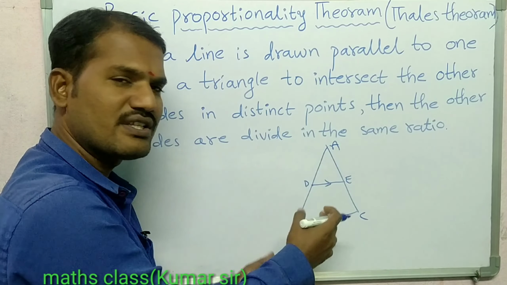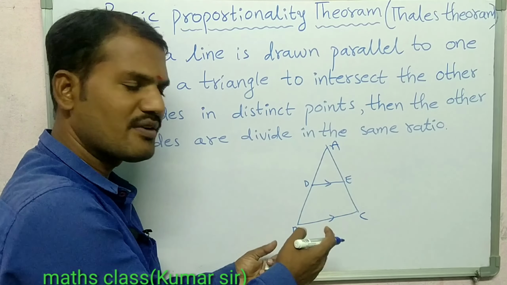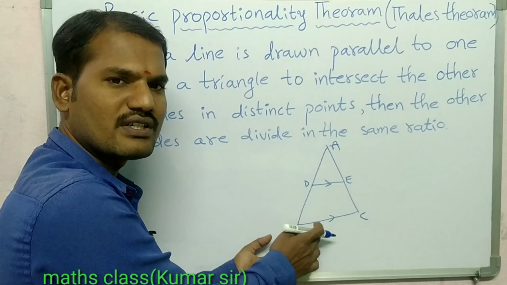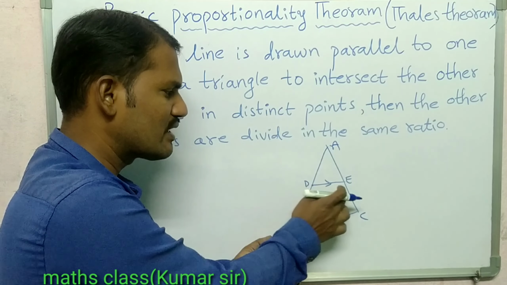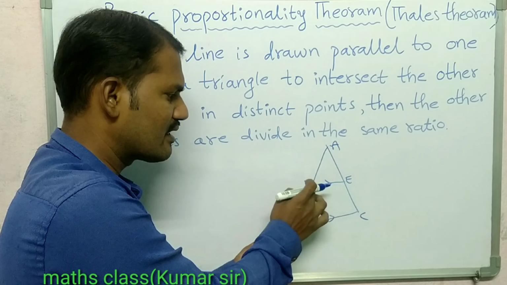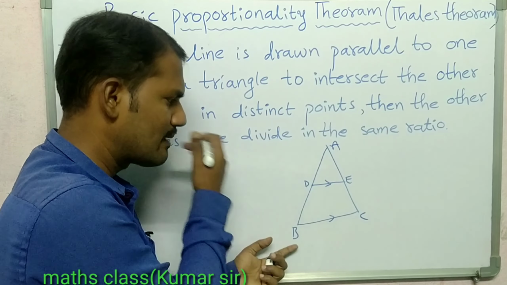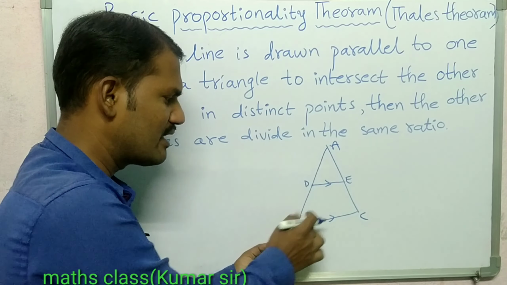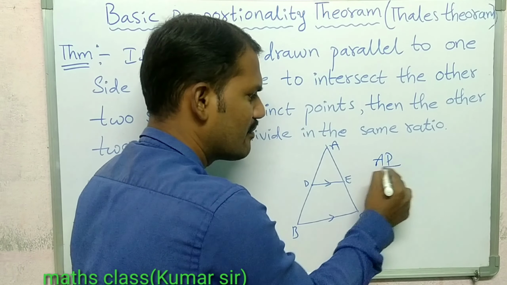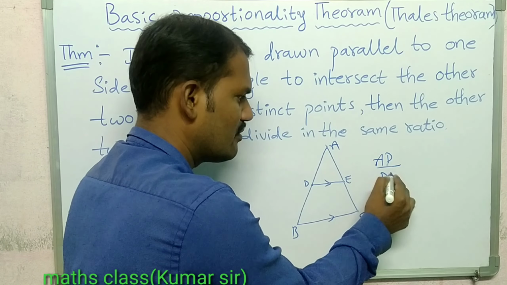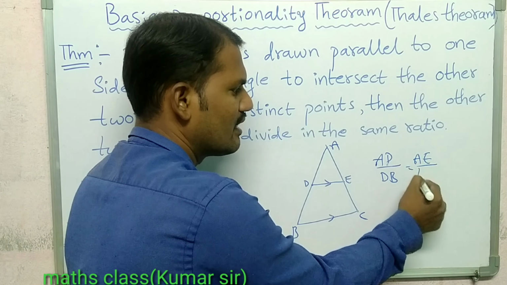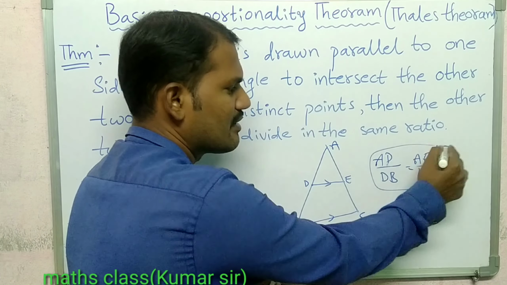Here we can say what the theorem is. Basic proportionality theorem means in a triangle, if a line is parallel to one side of the triangle, the other two sides are divided in the same ratio at two different places. So here the sides: AD by DB equal to AE by EC. This is the theorem statement.